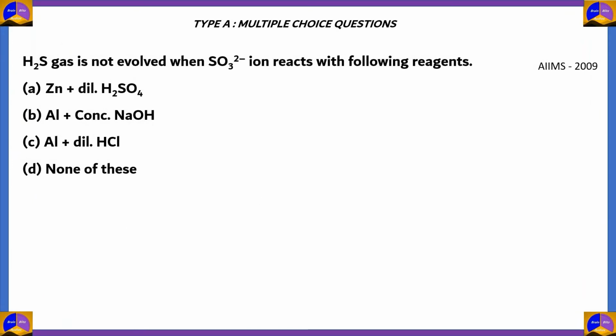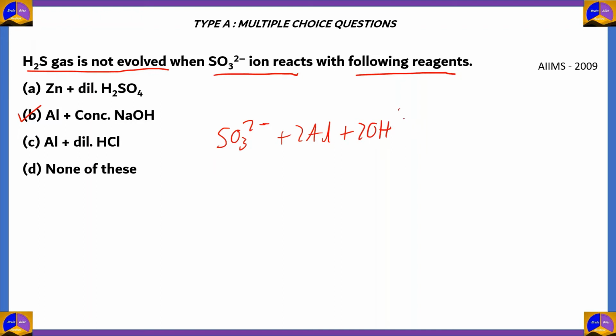Next question. H2S gas is not evolved when SO3 2- ion reacts with which of the following reagents? Over here, the right answer is option B, Al plus concentrated NaOH. Here's the reaction. SO3 2- is our ion plus 2Al plus 2OH- because this is an ionic reaction, plus 3H2O. And this forms S2- plus 2 and then the coordination compound Al(OH)4-.